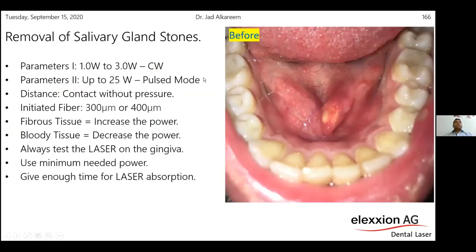Then we will go to removal of salivary gland stones. You can also use diode laser to do that. This is the stone in the salivary gland in the floor of the mouth. The power was up to 3 watt continuously, or up to 25 watt in the pulsed mode. You will use an initiated fiber in contact without pressure.